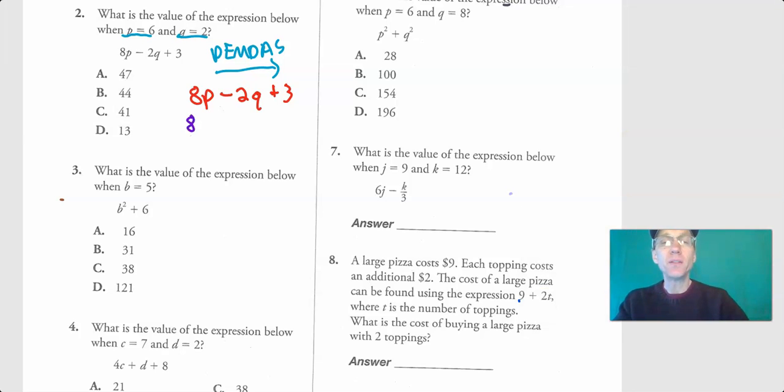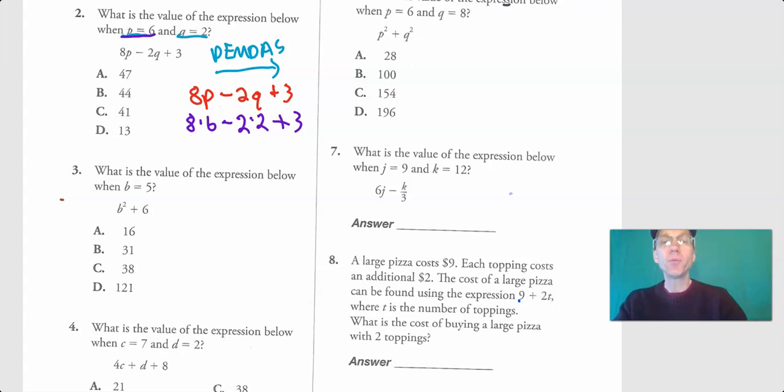So this is 8 times 6, and I'm getting that from up here, p equals 6, minus 2 times 2, q is 2, plus 3. And I have a little dot there. The dot's in the middle, so don't get confused. I didn't use x because sometimes with algebra, x could be a variable. So that's why they use that little dot. So that means 2 times 2, 8 times 6.